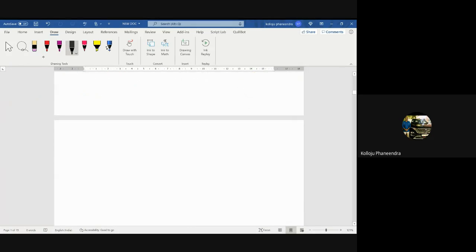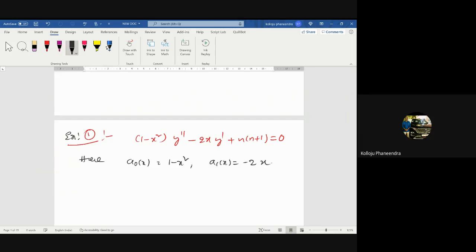Okay, for examples, example 1: 1 minus x square y double dash minus 2x y dash plus n into n plus 1 y equal to 0. Let me write first. What is a naught of x? 1 minus x square. What is a1x? Minus 2x. And what is a2x? n into n plus 1.